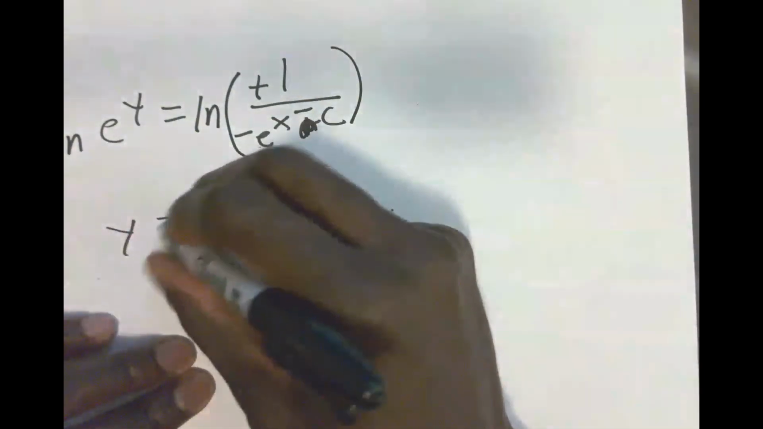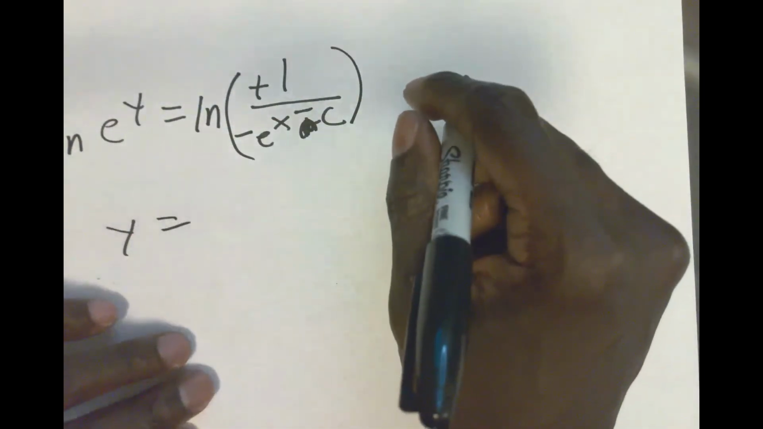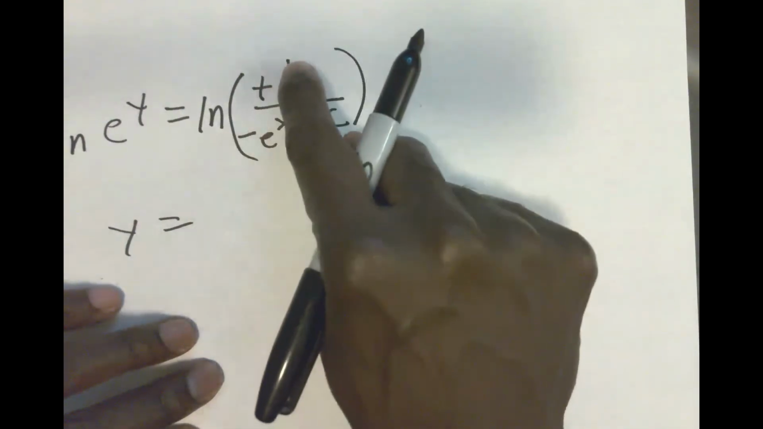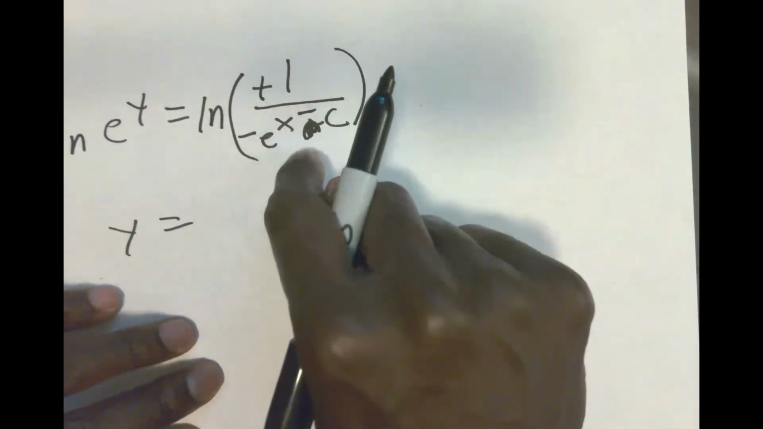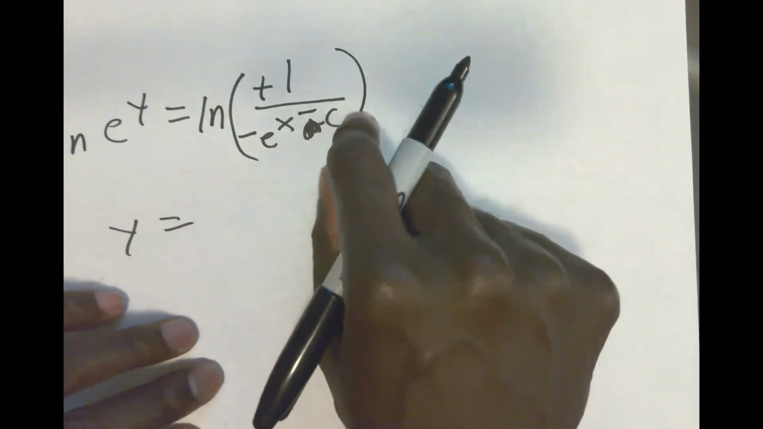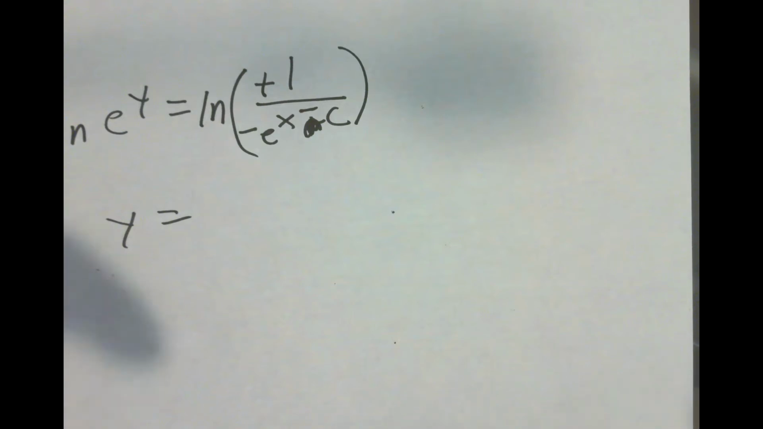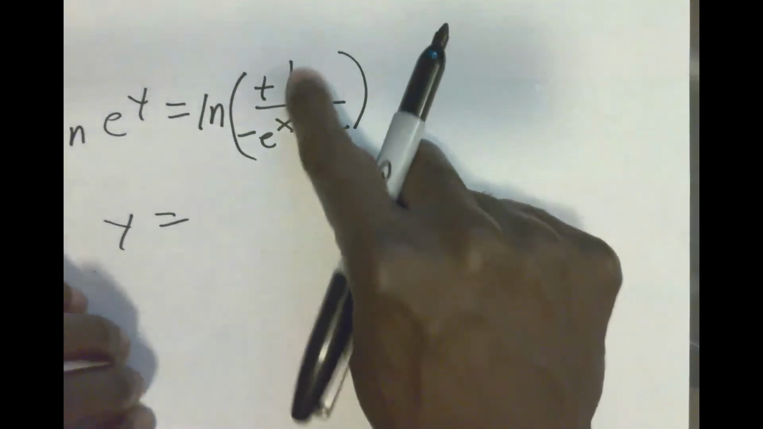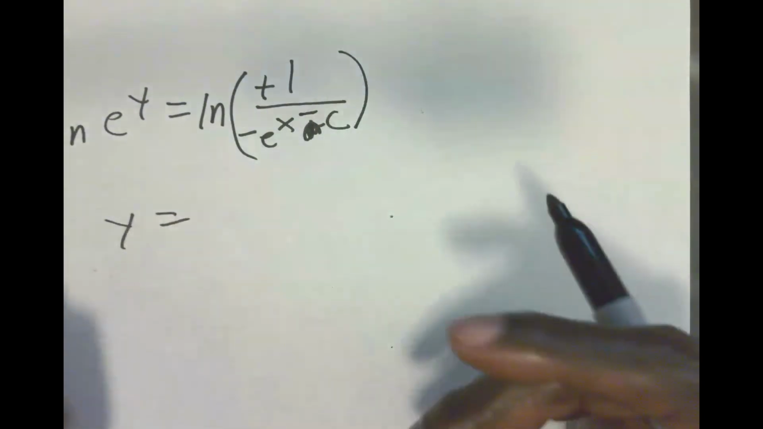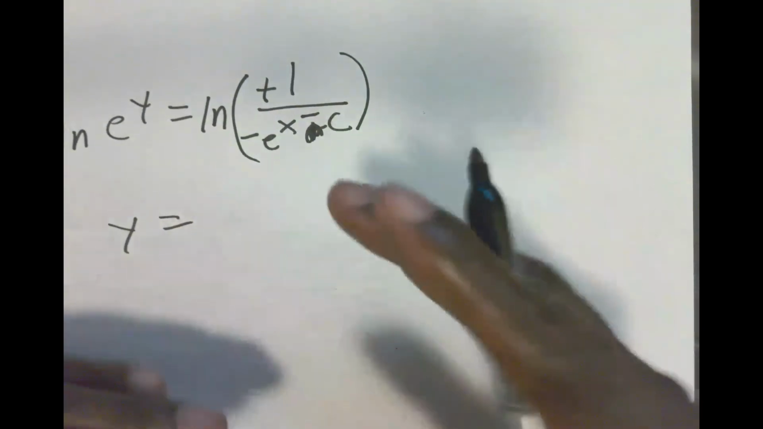So the natural log of e to the y is simply y. The natural log of 1 over negative e to the x minus c. Again, before we had two logarithms that were being subtracted and we condensed them to one via division. Well, here we have one logarithm with division. We can expand it to two logarithms with subtraction.